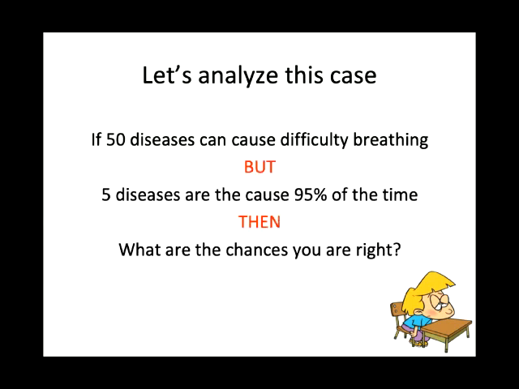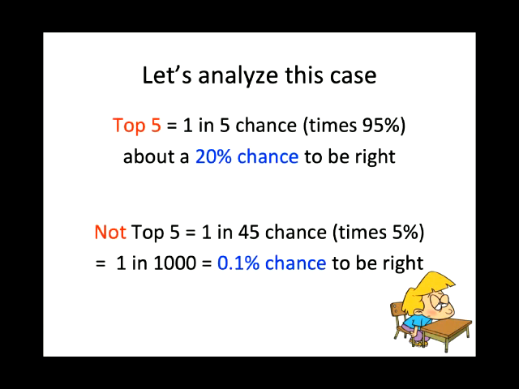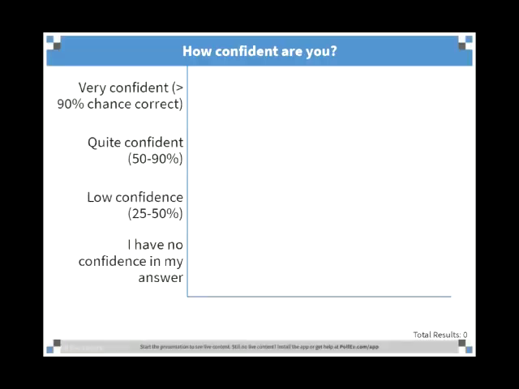If 50 diseases cause difficulty breathing, but 5 diseases are the cause 95% of the time, then what are your chances of being correct? Yeah, so if you chose one of the ones in the top 5, you've got essentially a 1 in 5 chance, so 20% chance. If you chose one of the bottom 45 answers, you have a 0.1%, a 1 in 1,000 chance of being correct.